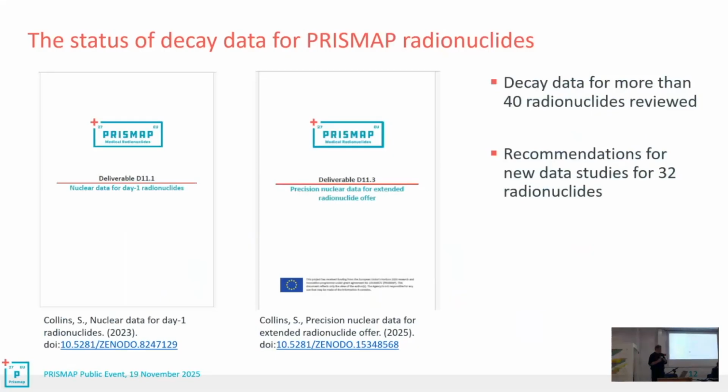One of the projects within PRISMAP that we first looked at was reviewing the status of the decay data that was available in the nuclear data databases and in literature. We ended up producing 2 deliverable reports, which looked at the decay data for more than 40 radionuclides. From that, we have recommendations for new data studies that are needed for 32 of those radionuclides.